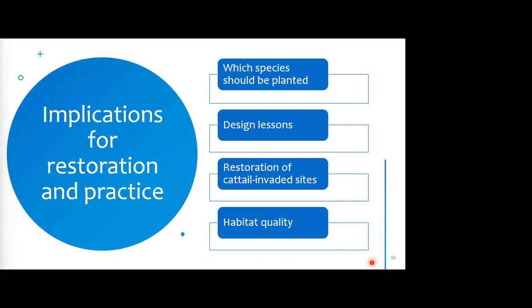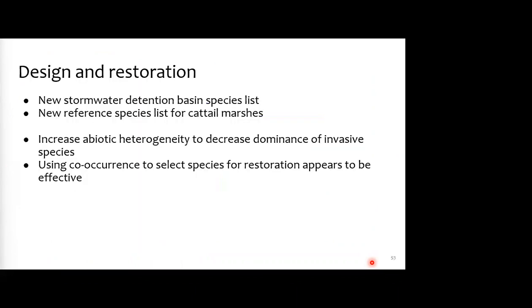So I'll just give you a few examples because this is something that we could think extensively about how to apply this information. But a few examples of how this research can be applied is we can use the species lists that I made in my first 2 chapters of actual stormwater detention basin species, and then my species list from the reference sites as a good guide for which plants are and could be successful in stormwater detention basins.